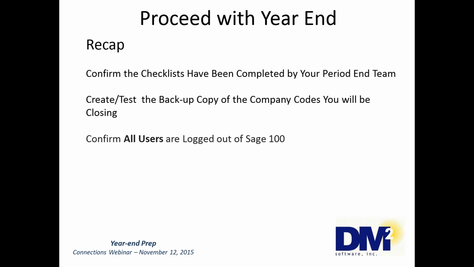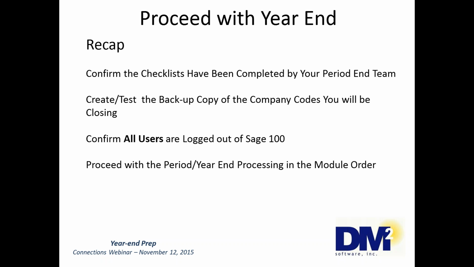Confirm all users are logged out of Sage 100. If they're not, you can look in Master Console and you can either broadcast or get them out by forcing them out. And then you would proceed with the period end and year end processing in the module order. When you're following a checklist like this, especially with the module order, you're going to ensure that each module is closed in the order that it needs to be closed. And having this checklist, you are going to make sure that every time you do a month end or a year end, it's going to be seamless.